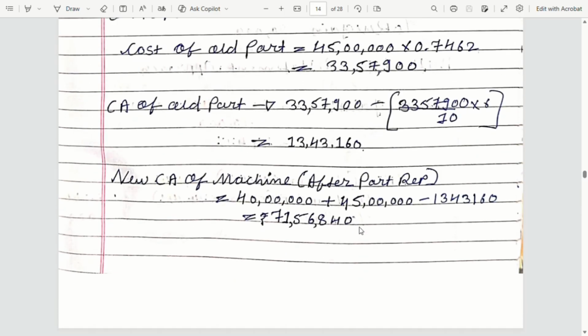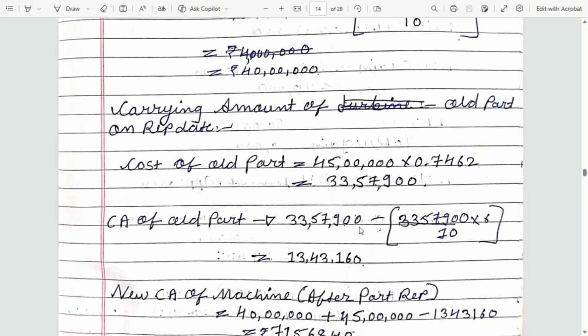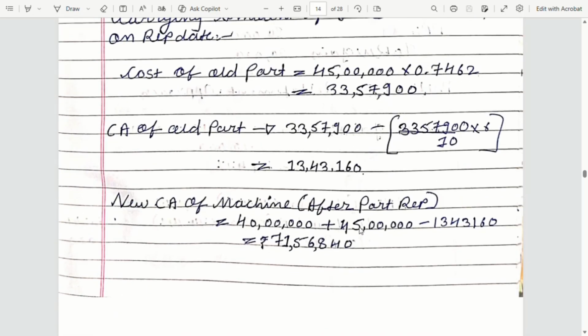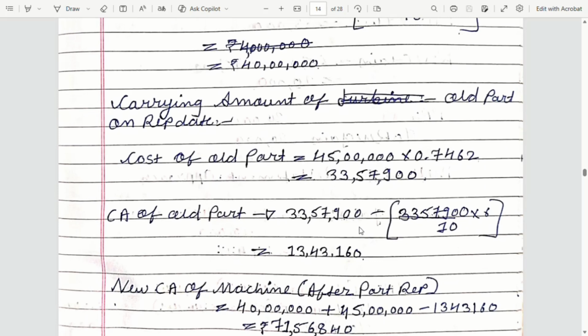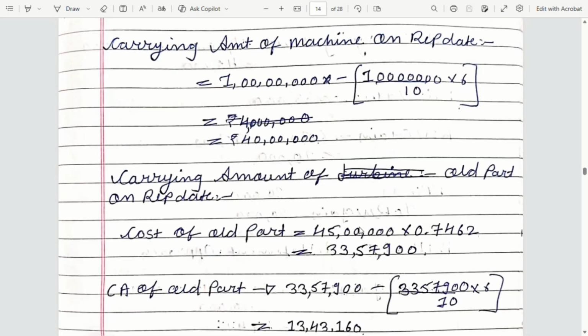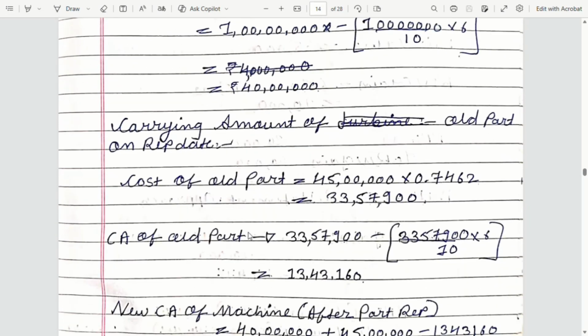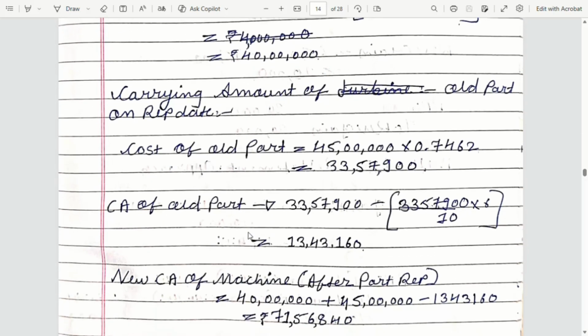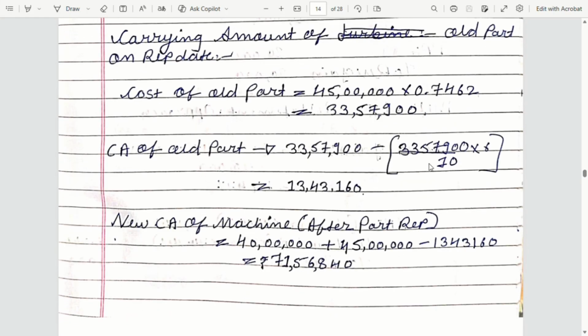So this is the way we calculate the carrying value when they have not given us the cost of the old component part. In that case, again I will repeat it, we take the cost of the new part, convert it into present value, and then reduce the depreciation, so we get the old part cost.